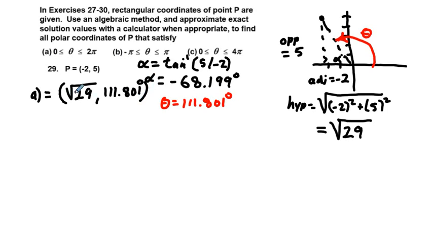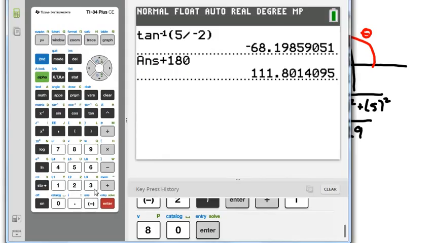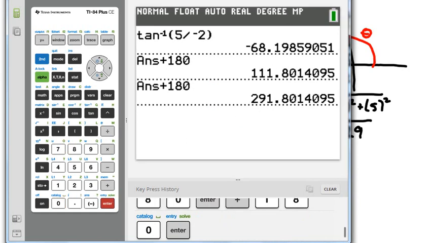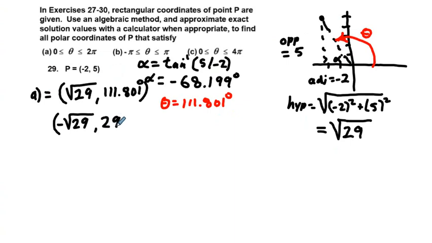Okay, so that's going to be one polar coordinate between 0 and 2 pi. And if we add another 180 degrees to that, we're going to have negative square root of 29. And what do we do when we add another 180 degrees? We'll just come over here, plus 180. So we get 291.801 degrees. So that's going to be part A.